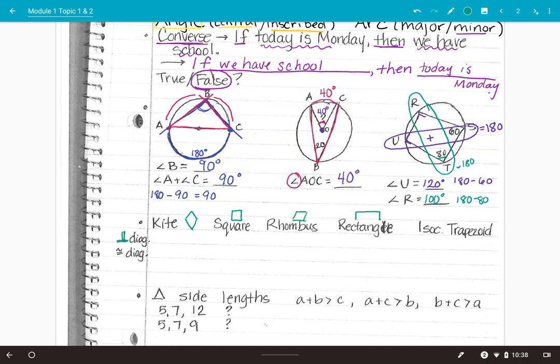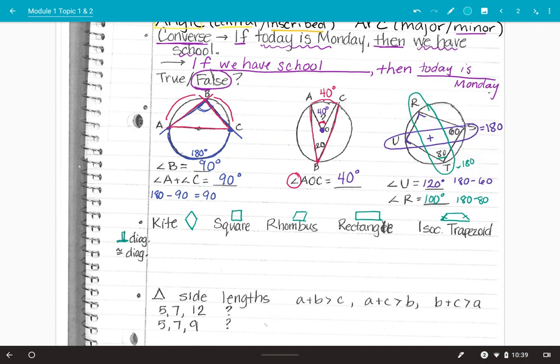Rectangle. And isosceles trapezoid. Be very careful when you're talking about trapezoids because there's going to be trapezoids, and there's also going to be isosceles trapezoids on this chapter. If you don't distinguish between the two, I do have to take points off. So please be careful with this one.